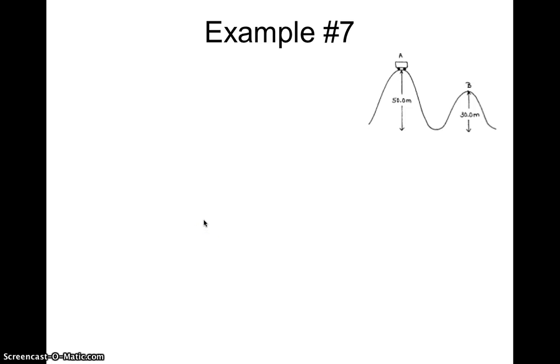This is the last conservation of energy problem, and in this problem you have a hot dog vendor who is on top of one hill with his hot dog cart, and the cart gets pushed down that first hill. When it goes down the first hill, it goes all the way down to the bottom where it's got maximum speed and maximum kinetic energy.